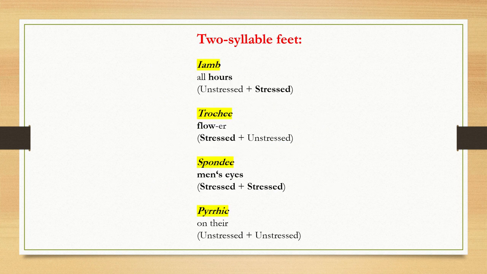And also, when we consider feet, there are 2-syllable feet and 3-syllable feet. When we come to 2-syllable feet, by considering the stress pattern, there are also some names. Unstressed stress pattern is iamb, stress unstressed is trochee, stressed stress is spondee, unstressed unstressed is pyrrhic.